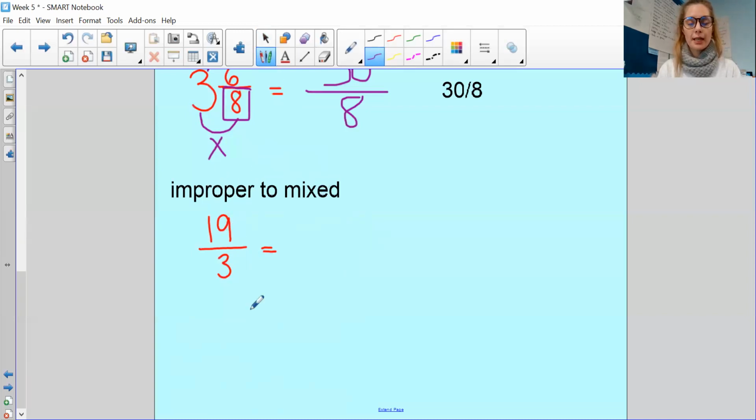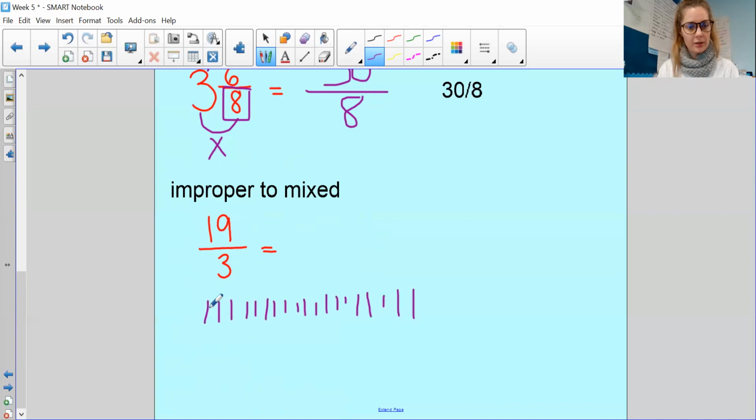So I'm going 3 goes into 19. Now, if it is going to be easier, draw out 19 little sticks. So 1, 2, 3, 4, 5, 6, 7, 8, 9, 10, 11, 12, 13, 14, 15, 16, 17, 18, 19.